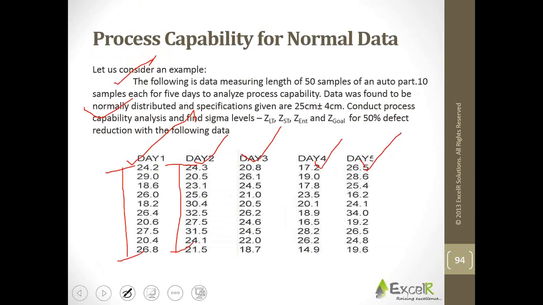So Anuj, by looking at this, can you tell me what the USL and LSL are? USL is 29 centimeters and LSL is 21 centimeters. Absolutely correct. You're right on that.